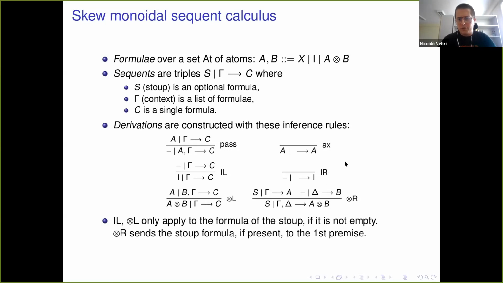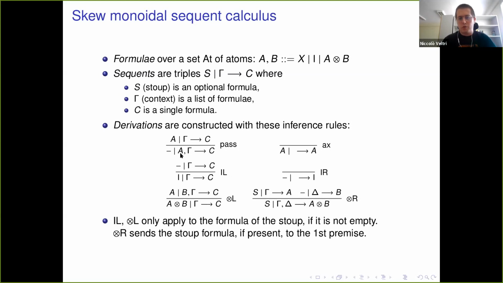There are also right rules. The unit right rule is kind of the same as for the case of monoidal categories. We can only prove unit if the antecedent is empty. And for the tensor right rule, as usual, for example, in the lambda calculus, we have to split the context into 2 parts. The part on the left has to go to the first premise, the part on the right has to go to the second premise. But there is a novelty here, which is that the formula in the stup, when there is such a formula, is required to go to the first premise. So it's impossible for this formula to be used by the second premise.